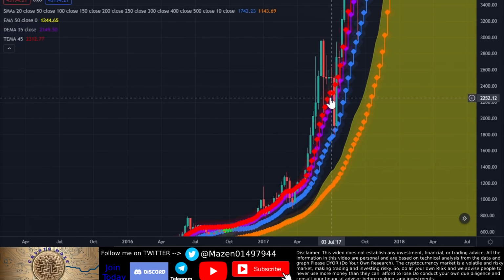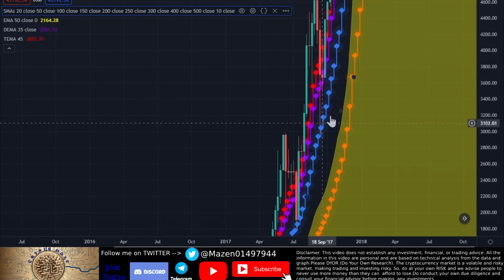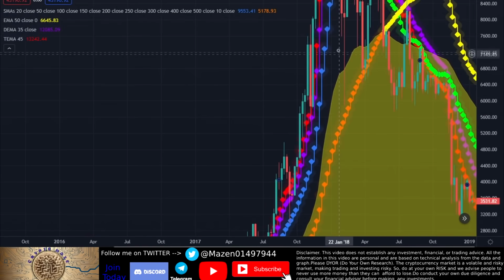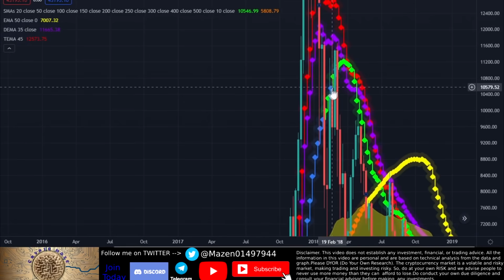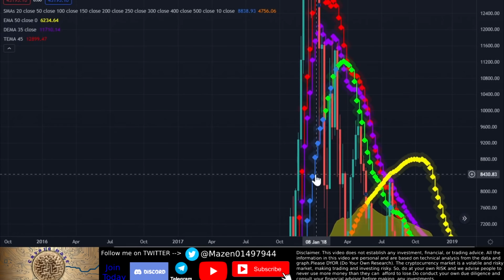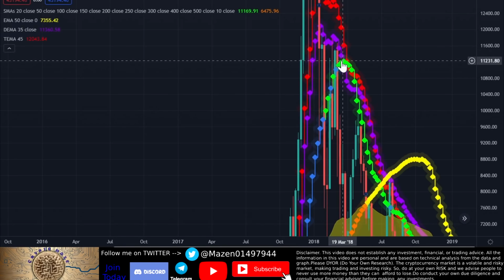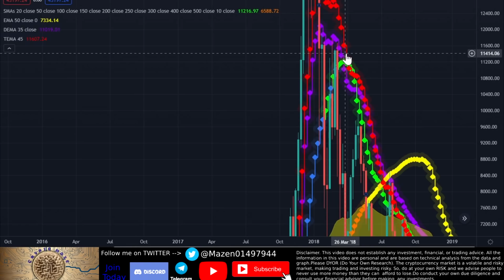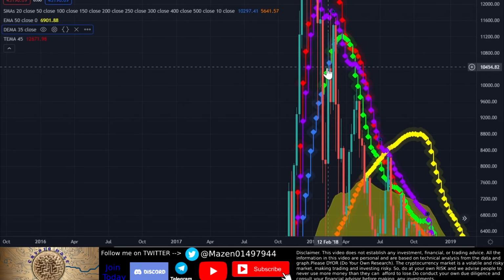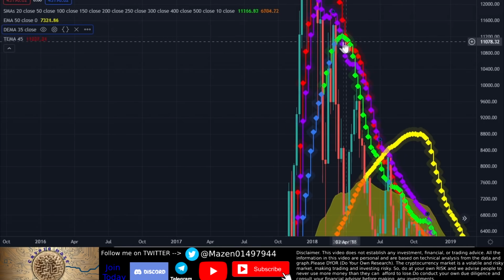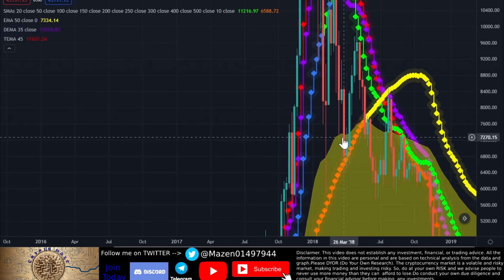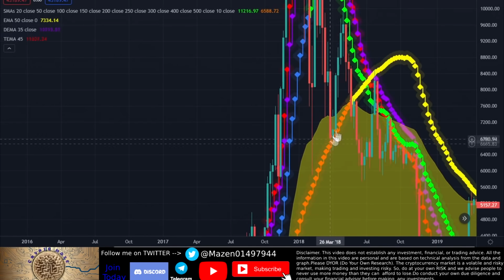Even during the corrections in 2017, it kept happening. You kept pumping and pumping till again your 20 SMA just turns green. It high fives the purple and the red lines, which are the TMA and the DMA. And then at the same time, while this high fives these two, your price action goes underwater, touches the orange sleeping whale, the 50 SMA, which is under our 50 EMA, which is our sea level basically.